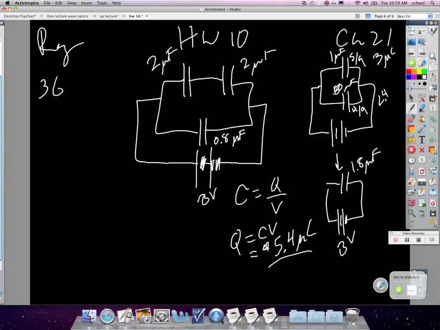Okay, so that means on this capacitor, right there, there is 2.4 microcoulombs, or negative 2.4 microcoulombs of charge. On this side is 2.4 microcoulombs of charge. And the other one, we know it's 3. So this one is negative 3 microcoulombs. This one is positive 3 microcoulombs. Of course, that means this is negative 3, and this is positive 3.